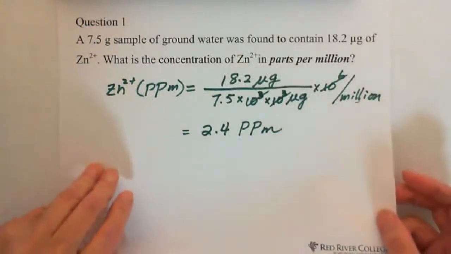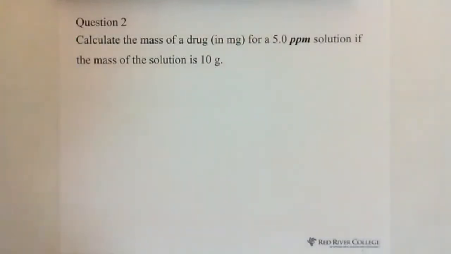Okay, the second question I'd like to show you is: calculate the mass of a drug in milligrams for a 5.0 ppm solution if the mass of the solution is 10 grams. In this question, the given information is the ppm concentration, which is 5.0 ppm, and the mass of solution is 10 grams. We're looking for the mass of solute.